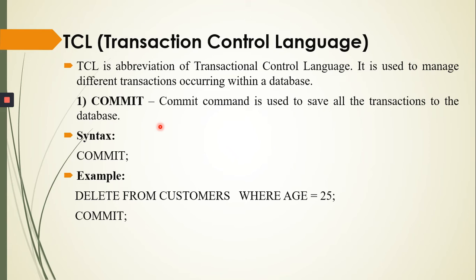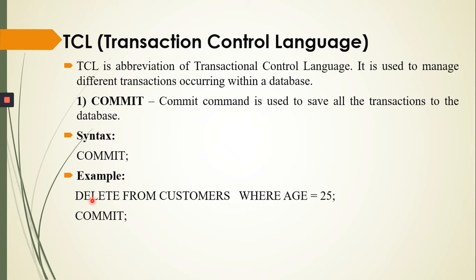We are performing some operations on the database. After performing those operations, our database must be saved, so the commit command is used to save the transaction. The commit command is used to permanently save any transaction into the database. When we want to save our data permanently, we have to use the commit command. The syntax is simple: we write commit and end with a semicolon.